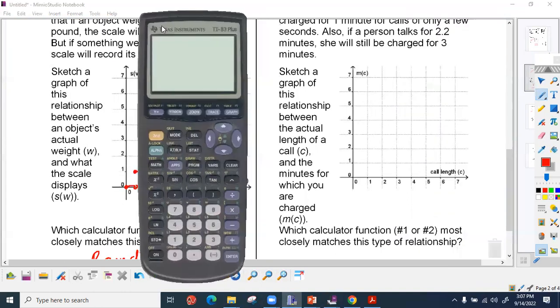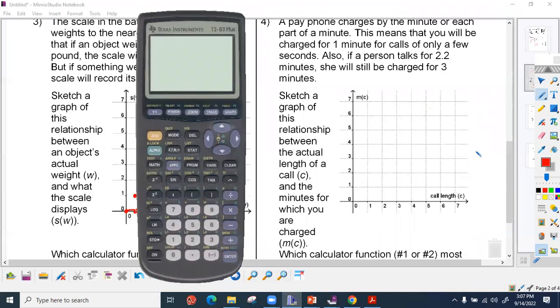Okay, we're gonna do one more. It says a payphone charges by the minute or each part of a minute. That means you'll be charged for 1 minute for calls of only a few seconds. Also, if a person talks for 2.2 minutes, she will still be charged for 3 minutes.